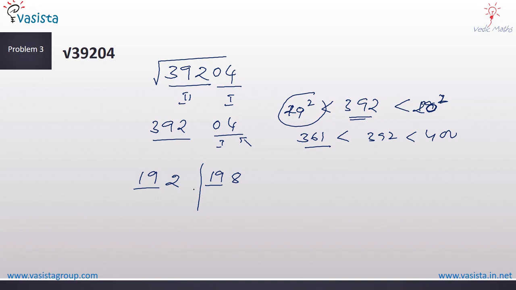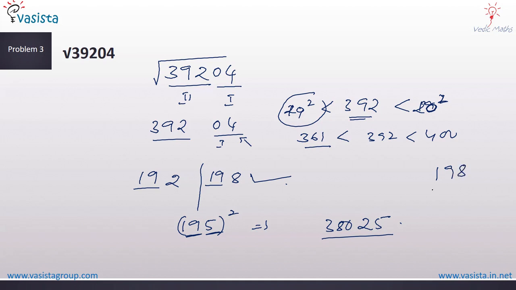So we are supposed to conclude which one is right. Go with the middle, that is 195 square. How will we find it? By using Ekadhikena. 25, and 19 into 20 is 380. So 38025. Compare this with 39204. This is 38025, so this is lesser. So 198 is the answer. 198 is the square root of 39204. Hope you understood.